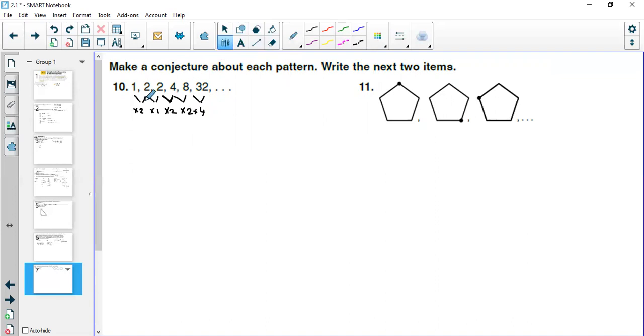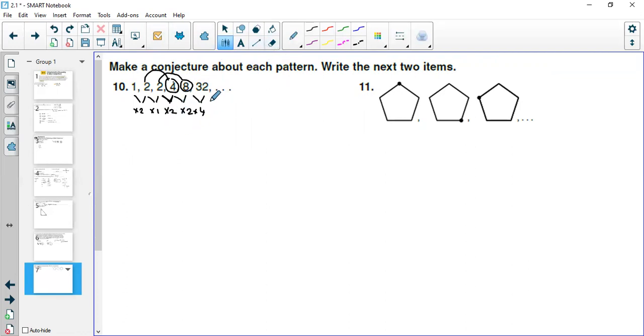Now if you observe the pattern, you could see that each number has been multiplied by the previous term. So 32 has been multiplied by 4. 8 has been multiplied by 2. 4 has been multiplied by 2. 2 has been multiplied by 1. So that's the pattern they are following, right?